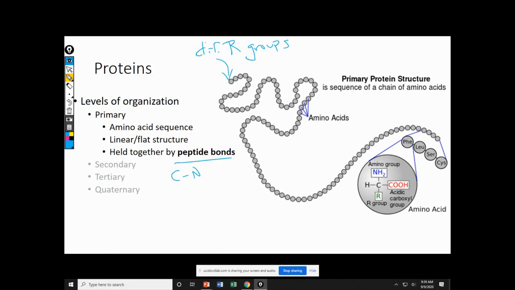But the key feature here is this is very flat. Okay, it's like taking a necklace and laying it out on the counter in front of you.